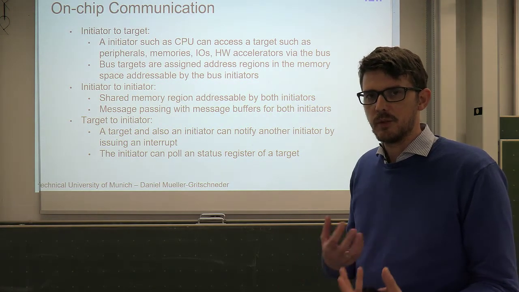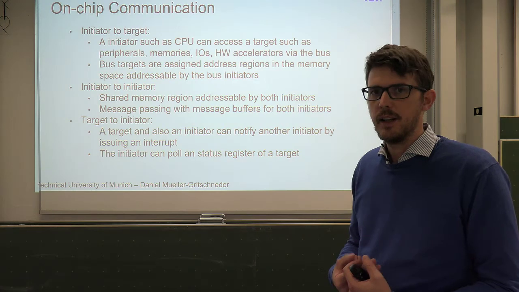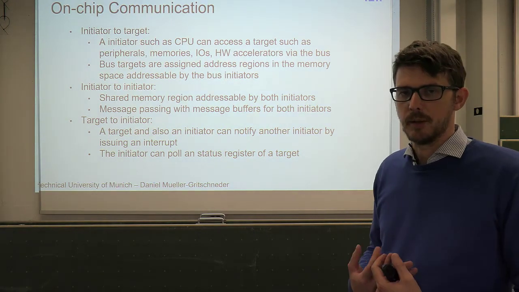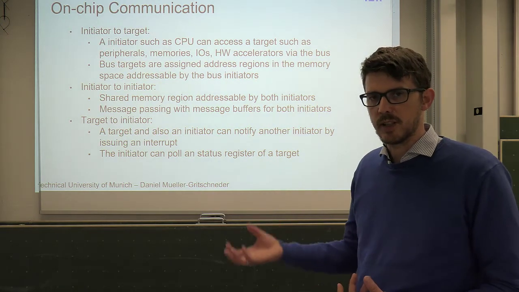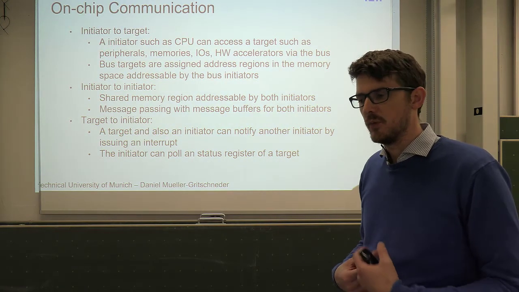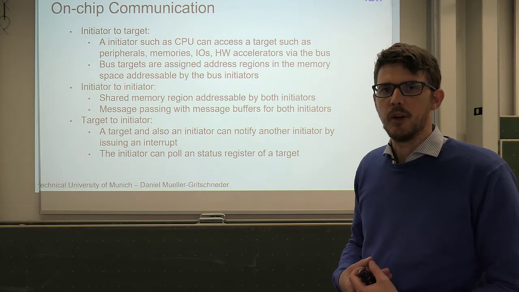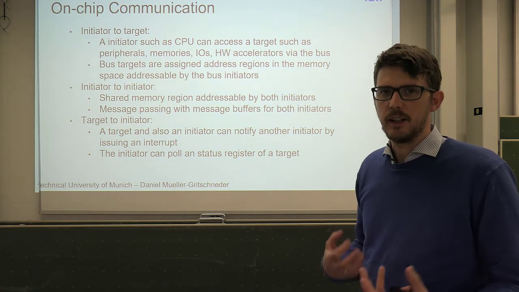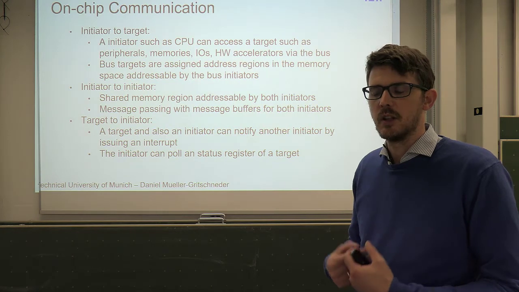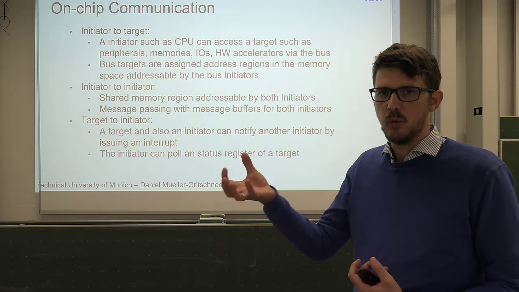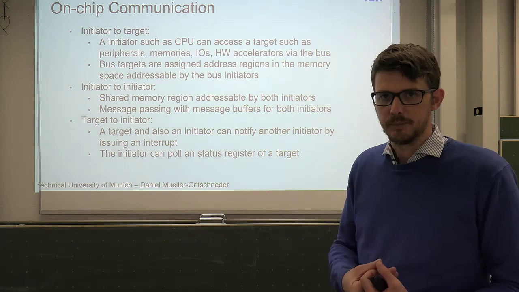Then these processors sometimes want to exchange data. For example, this can be done to have some shared memory, which is addressable by both processors. Then one can put some data into this memory and the other one can read this data from it, and then you basically have some communication between these two initiators. But it's basically handled by one target, which is this shared memory.